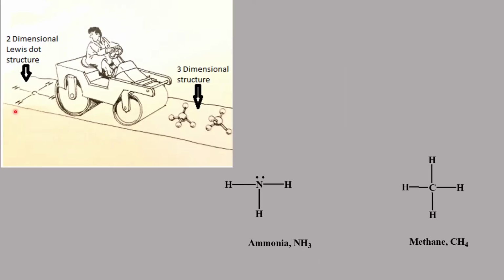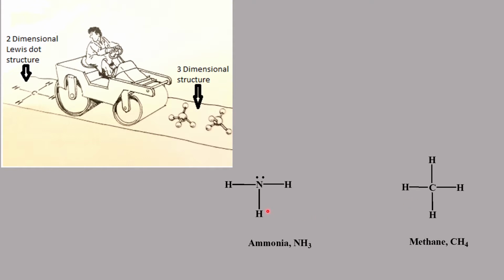Before we start learning the three-dimensional shape of molecules, let's look at the way we were looking at molecules in the past. So far, we have been looking at molecules with the help of the Lewis dot diagram. With Lewis dot diagrams, we represent molecules and draw them as flat molecules. For example, we represent ammonia and methane as we have in this image, like two-dimensional flat molecules.